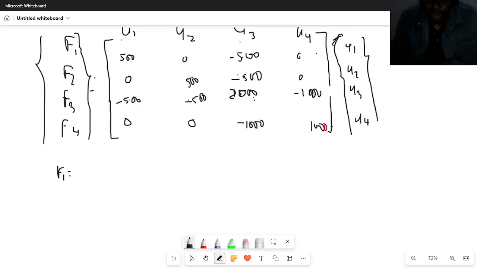Now let's go. For F1 you're going to have 500 u1, u2 multiplied by 0 is 0, minus 500 multiplied by u3. What else do we have? u4 multiplied by 0 is 0. This is what we get on F1. You come down here, you do F2, same thing. u1 multiplied by this, u2 by this, u3 by this, u4 by this. This is how you get the reaction forces.